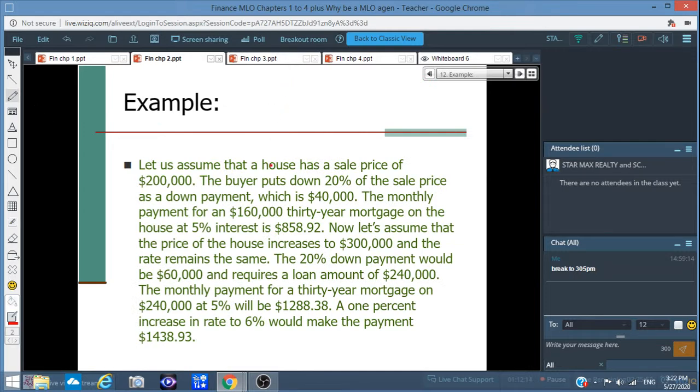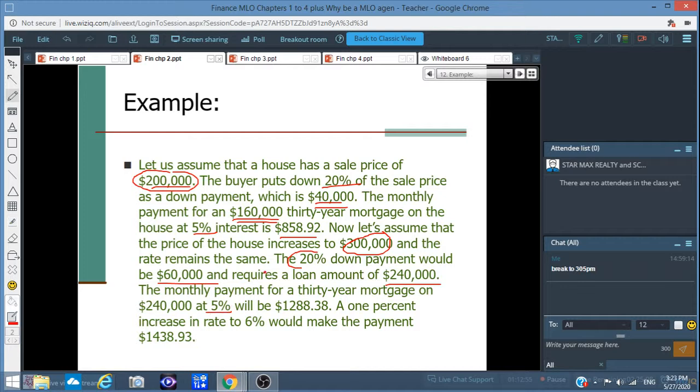To give an example, a $200,000 home. People put 20% down, that's $40,000. 20万的房子,20%的首付,你有4万块。So your mortgage is $160,000 at 5%, that's $858.92. But then this same $200,000 home went to $300,000. So your 20% instead of $40,000 is now $60,000. So instead of $160,000, your loan is $240,000.